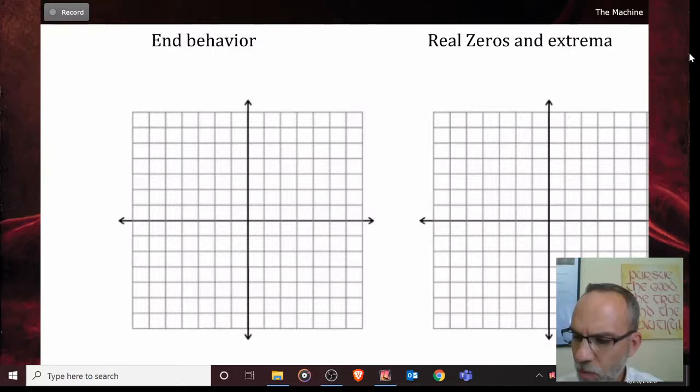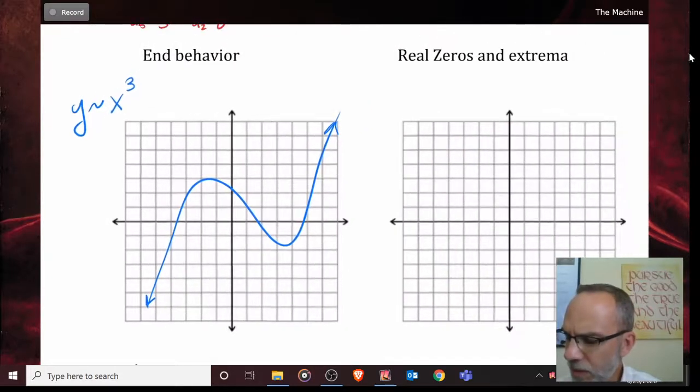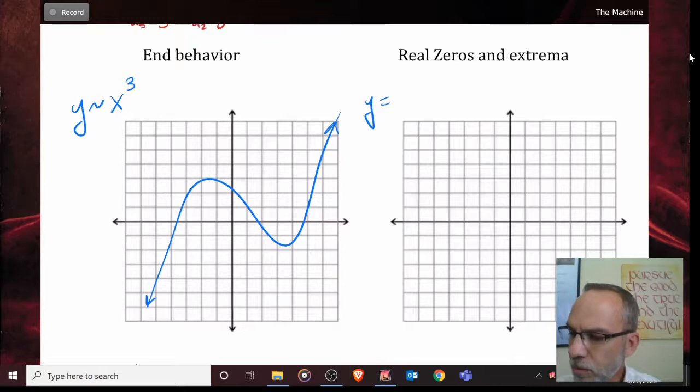If I said y is somehow related to x cubed, it would be a graph. Notice I didn't say equal to, but it would be a graph that might look like this. And I'm going to use this one kind of as my general template for this. And then on the other side, let me do another power function. y is related to, not equal to, because I don't know exactly, x to the 4th. That one would maybe look like this.